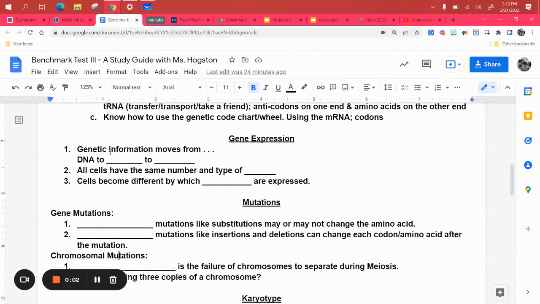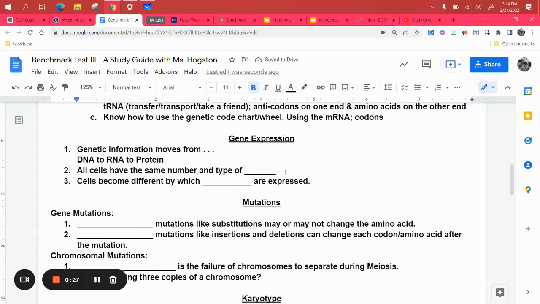Gene expression. How genes are expressed means how do we take this genetic code and translate it into proteins, which ultimately determines our traits and characteristics. So the genetic information moves from DNA to RNA to protein.